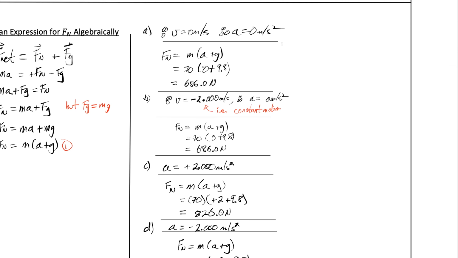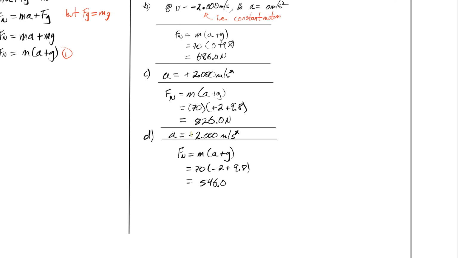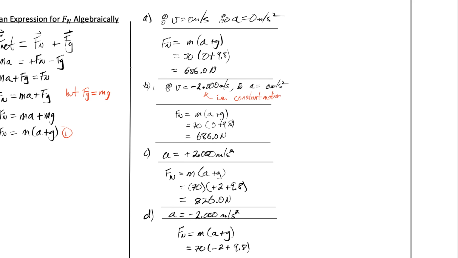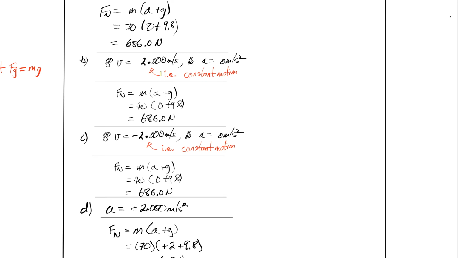All right, so let's take a look at all these examples. So for part A, it's at rest, therefore the acceleration is zero. Substituting in zero for A, we get a normal force of 686.0 newtons. In part B, and I realized oh dear, let's fix that. I realized I forgot the actual part B. No problem. We're going to do a little copy and paste here. And boom, the magic of editing.